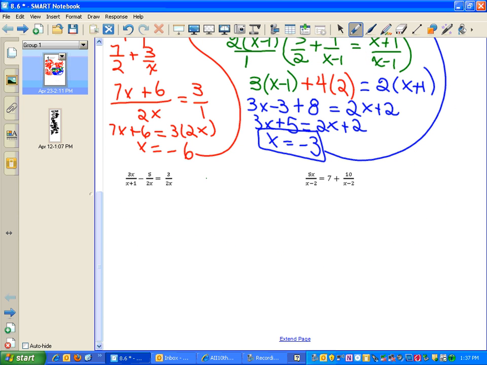So what can't x equal? Here it can't equal what? Negative 1 here, and here they're the same, so what can't x equal? Correct. Okay. What's your common denominator?